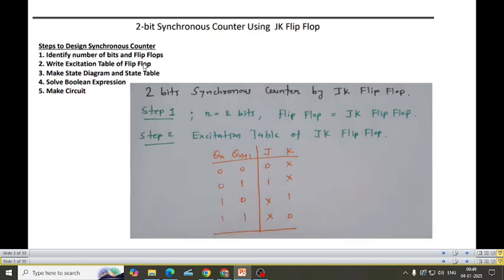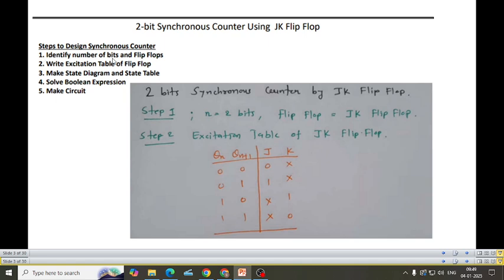The first step, any synchronous counter design, either it is 3-bit or 4-bit or 2-bit, using any flip-flop, JK or T or D, the steps for designing a synchronous counter remain the same. The first step is you need to identify the number of bits and the number of flip-flops. Let us start with step 1. What is my first step?